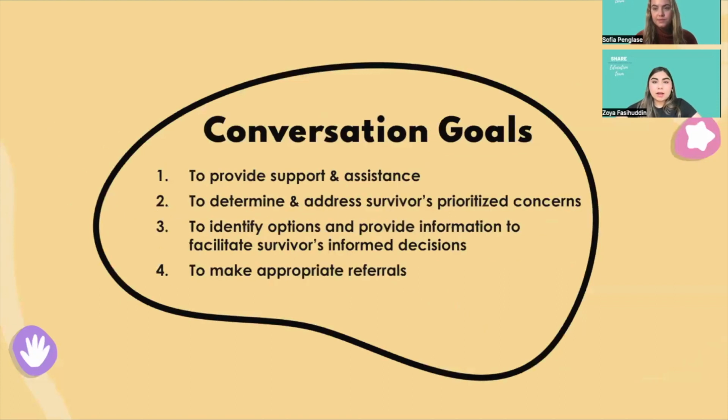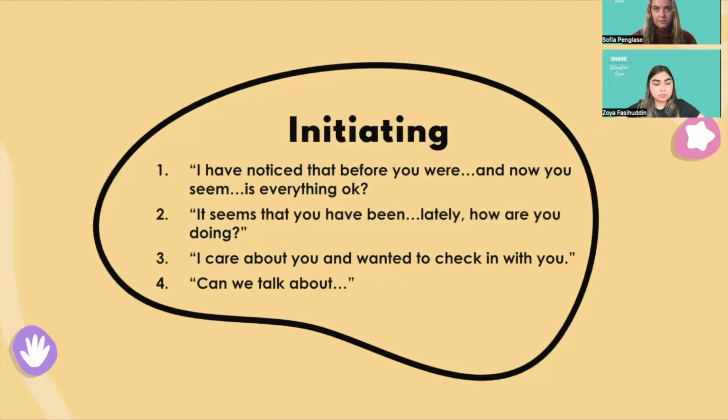Let's start by clarifying the goals that we may have going into a conversation with a friend who may be impacted by relationship or sexual violence. These conversations aim to, firstly, provide support and assistance, secondly, to determine and address survivors' prioritized concerns, thirdly, to identify options and provide information to facilitate the survivors' informed decisions, and fourthly, to make appropriate referrals. These are some examples of how you might broach the topic with your friends.